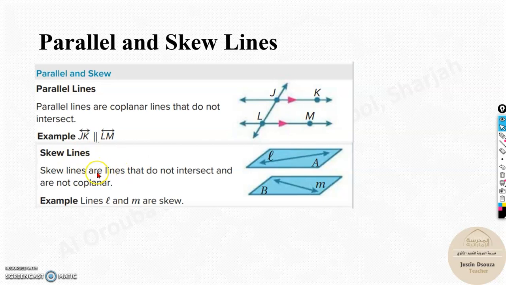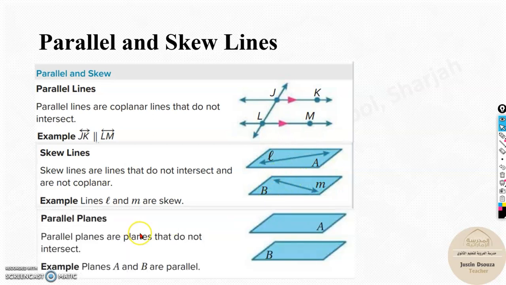Whereas skew lines would have intersected, but they are in separate planes, so they do not intersect. They are lines that do not intersect and are not coplanar. So for lines L and M over here, you can see L is in plane A and M is in plane B, and they are skew. Parallel planes are two planes that do not touch or intersect each other. Over here, plane A and B.